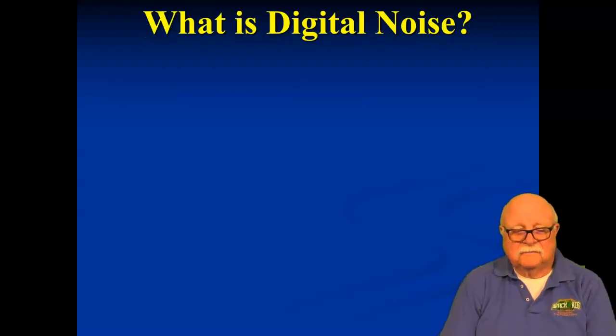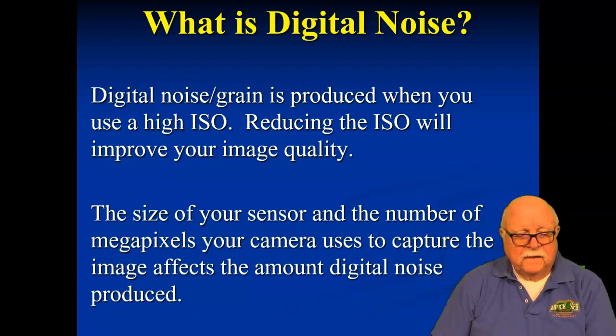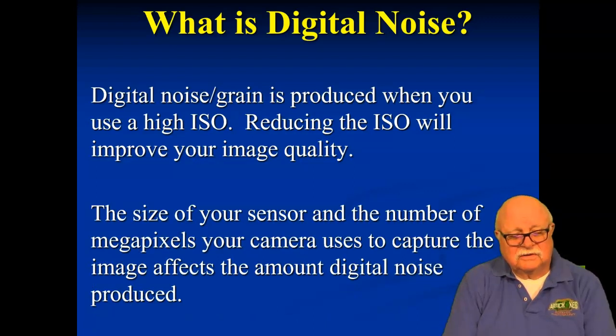Digital noise. Digital noise is a product of the ISO that you've chosen to capture your image. The higher the ISO, the lower quality resulting image you will get. The amount of digital noise that you get is a product of the size of the sensor and the number of megapixels your camera uses to capture the image.